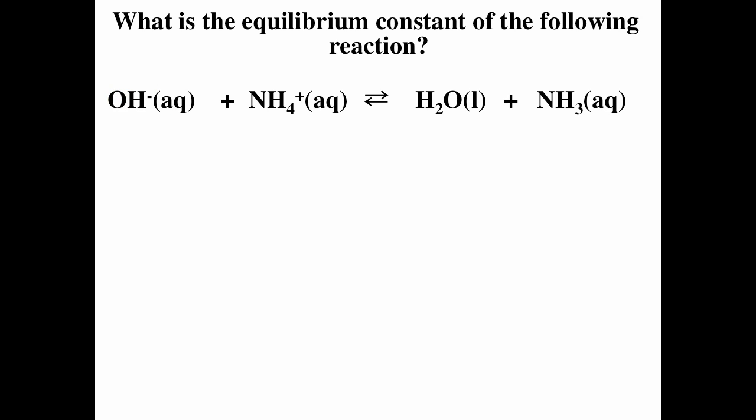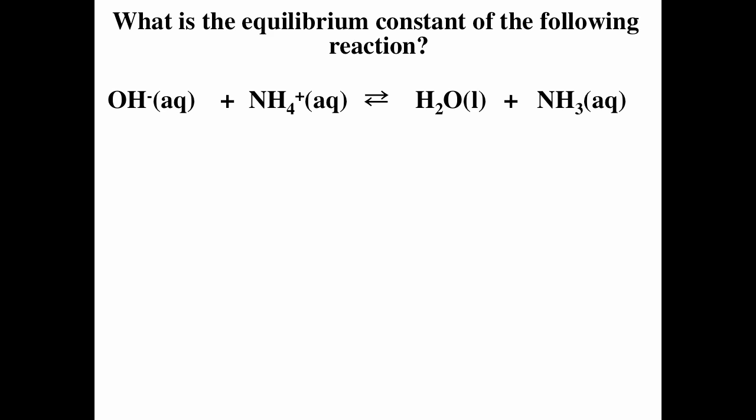Here's another one. What is the equilibrium constant for this reaction? Again, for acid-base chemistry, often we're looking for hydrogen ions, hydronium ions, or hydroxide ions. We see the hydroxide ion is written as a reactant, and so that should make us think, okay, it's probably going to be a 1 over Kb.